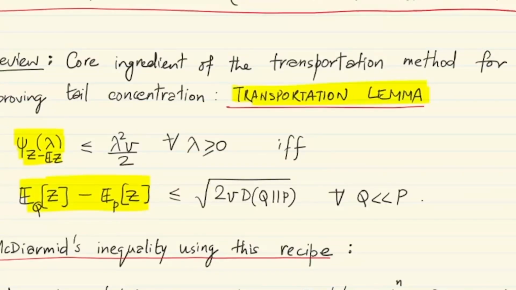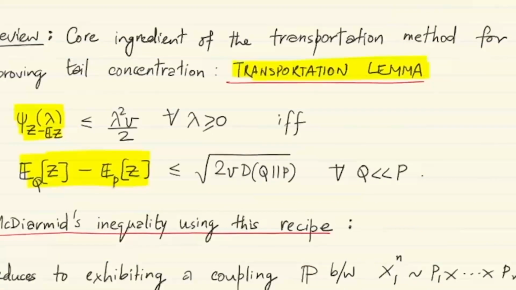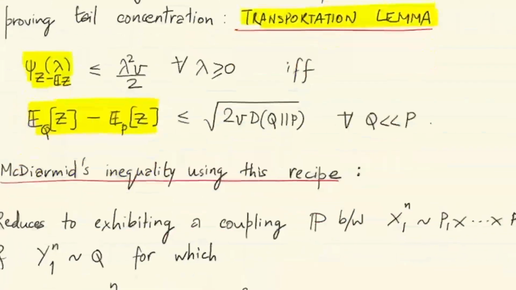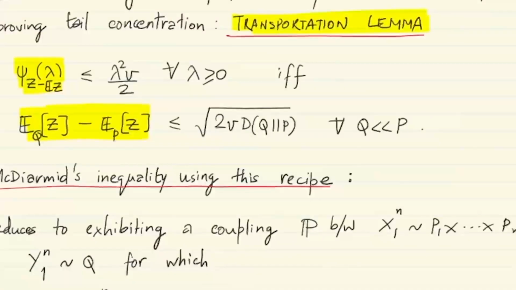So one version of the transportation lemma says that you can enjoy sub-Gaussian log moment generating functions if and only if you can show that certain transportation cost type terms like E_Q Z minus E_P Z for two different probability measures Q and P can be bounded, let's say, by the square root of the KL divergence between them. So these two statements are equivalent, and in the last lecture we were able to prove the famous McDiarmid's inequality, or bounded differences inequality, using this very recipe given by the transportation lemma.